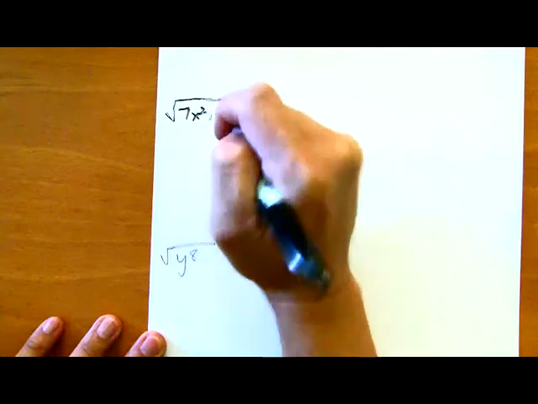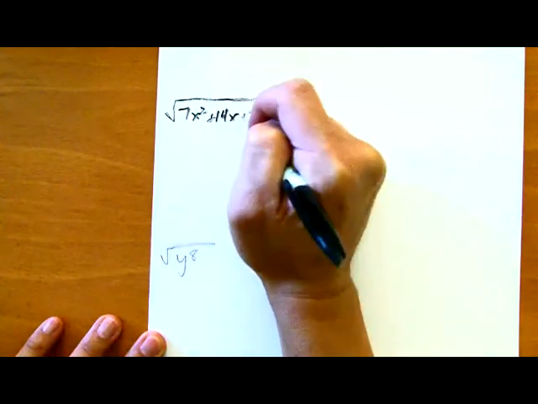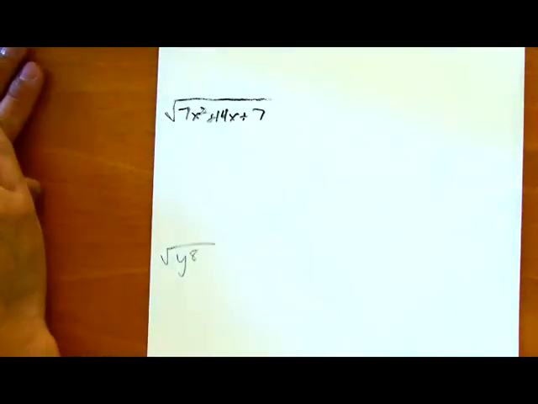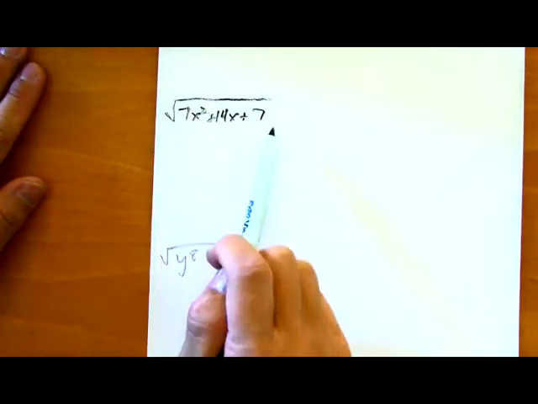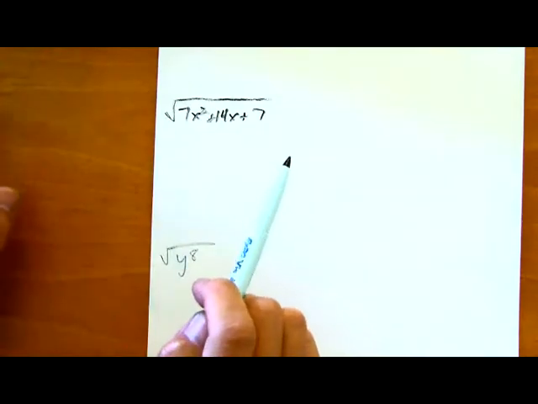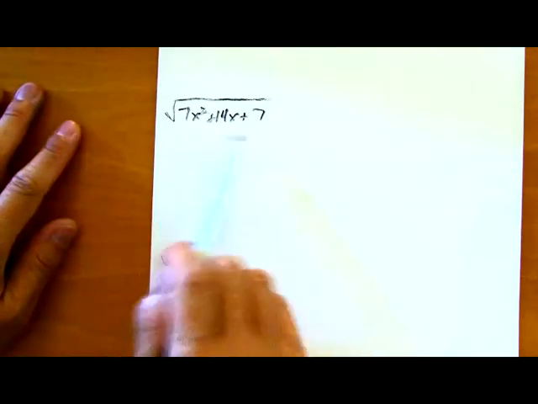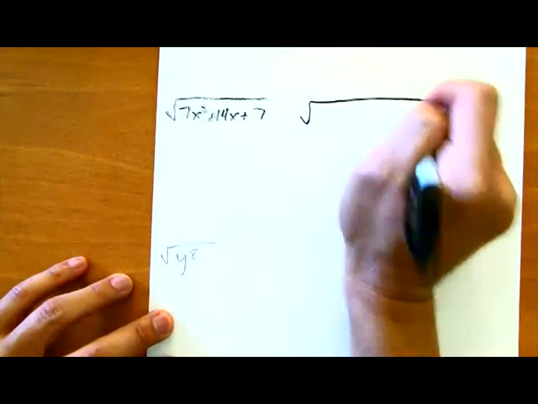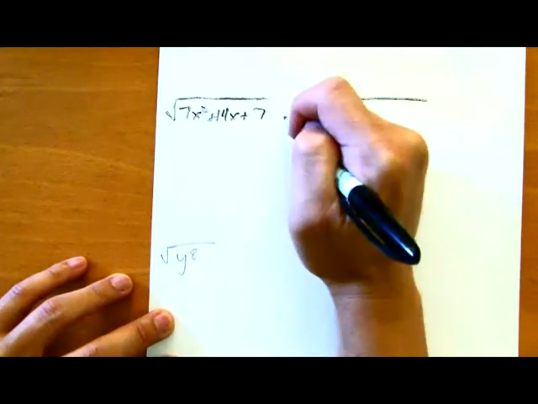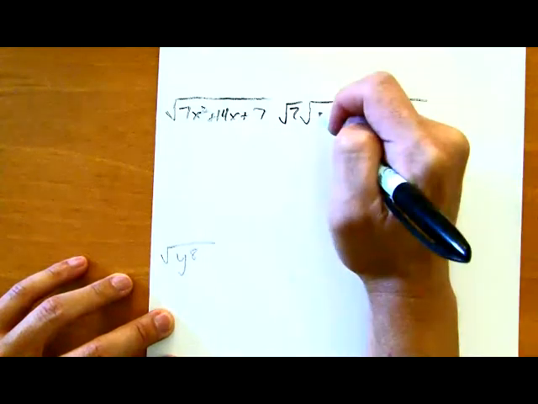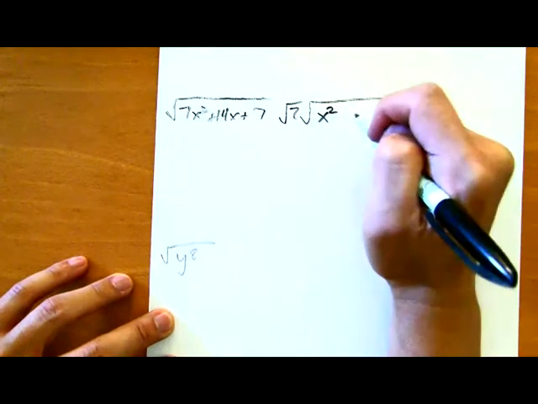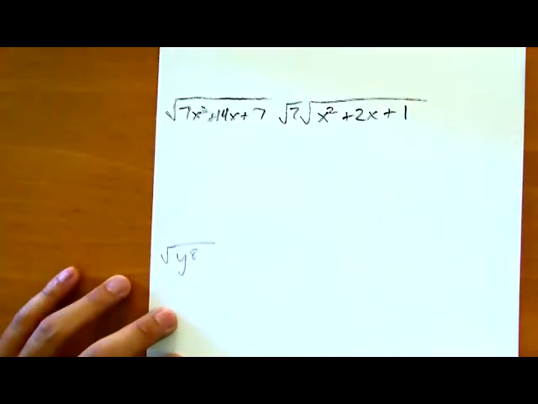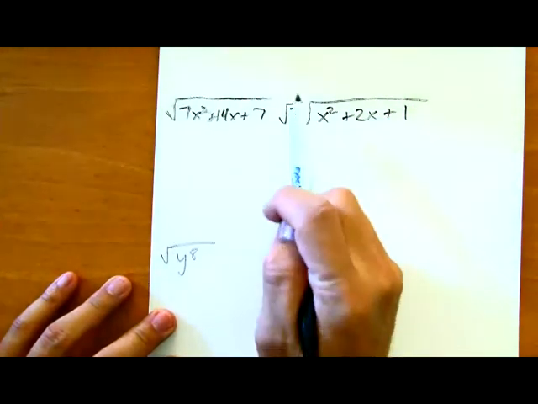7x to the second plus 14x plus 7. You can't square root each of the parts. You can only square root factors, like the others. So we need to factor this. They have a 7 in common. Okay, so I'll separate the 7. That'll leave me with x to the second plus 2x plus 1. Can't do anything with the 7.